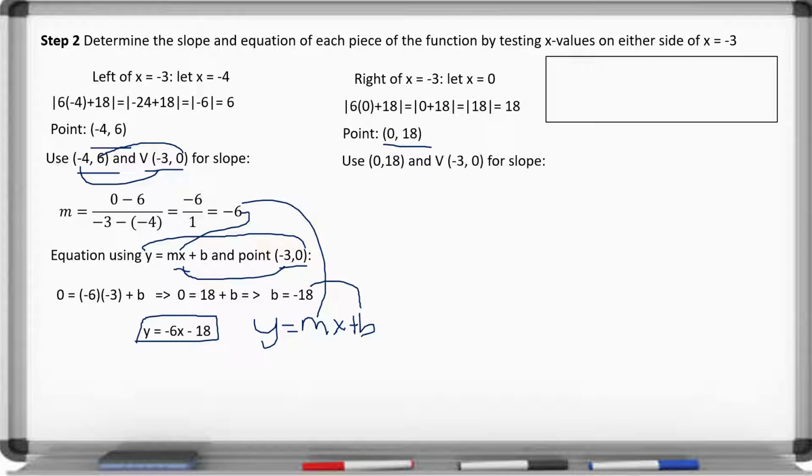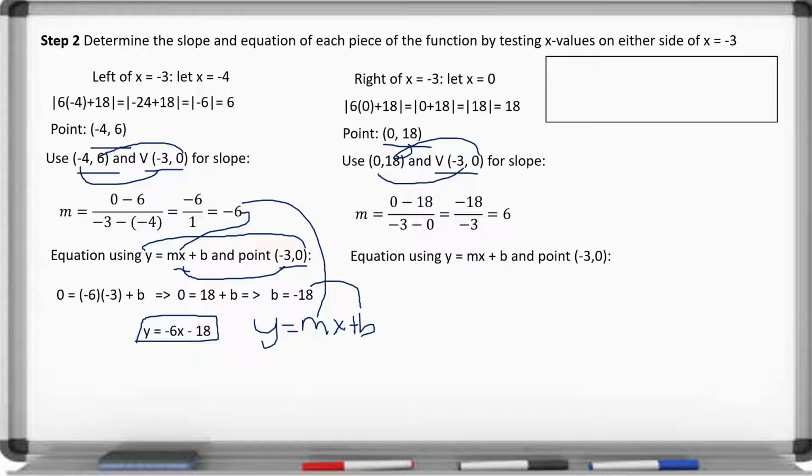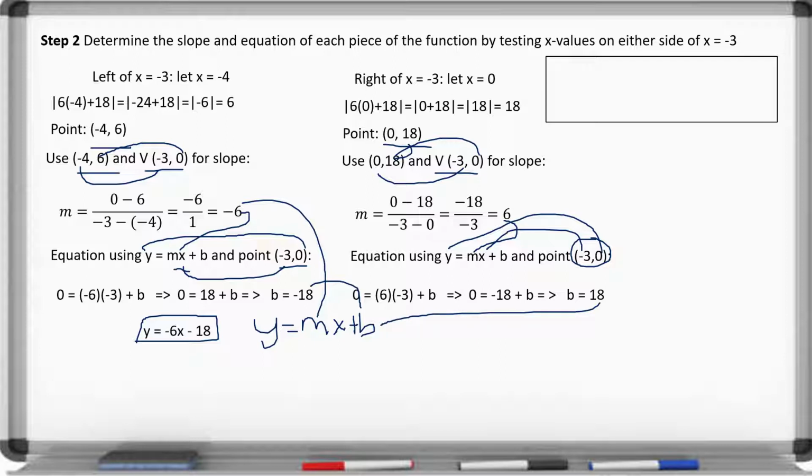Now let's look at the right side. We're going to use the point that we chose here and then the vertex again. So plug it into the slope formula. Again, subtract the y's, then subtract the x's on the bottom. We get 6 for the slope. Plugging this into y equals mx plus b, and choosing one of those points, let's choose the vertex point. So x is negative 3 and y is 0. m is 6. So we get 0 equals 6 times negative 3 plus b, or 0 equals negative 18 plus b. Solving for b, b has to be 18. So plugging into slope-intercept form, we know b is 18 and the slope is 6. So we get y equals 6x plus 18.